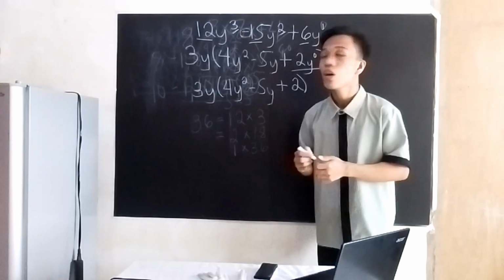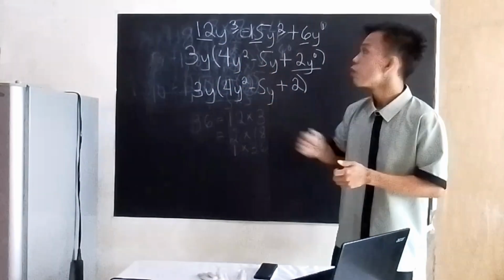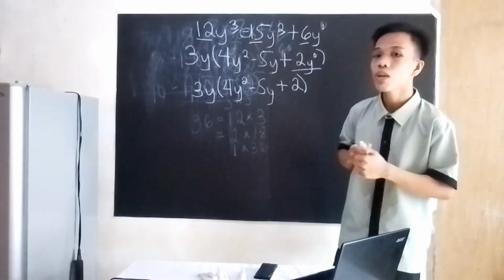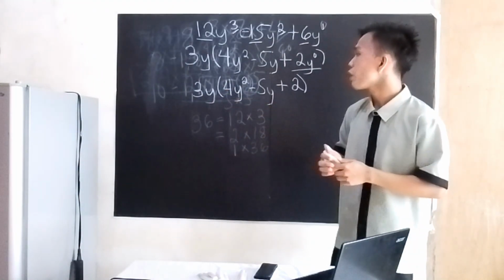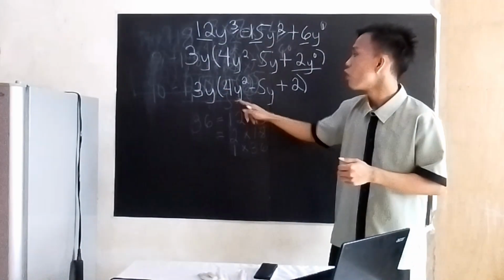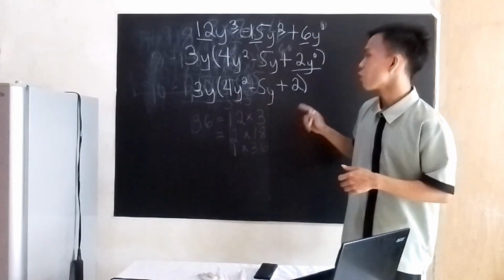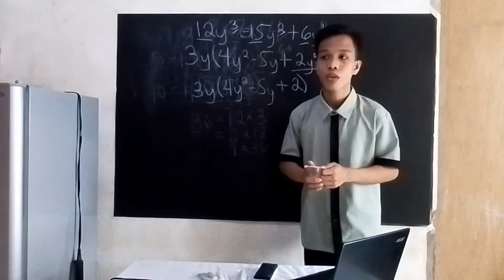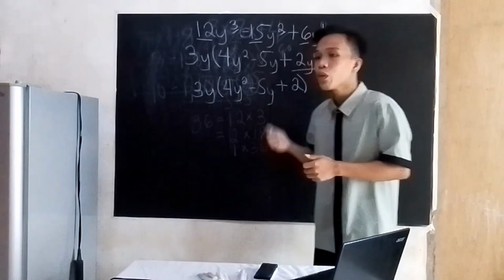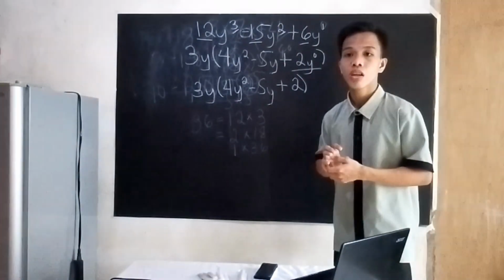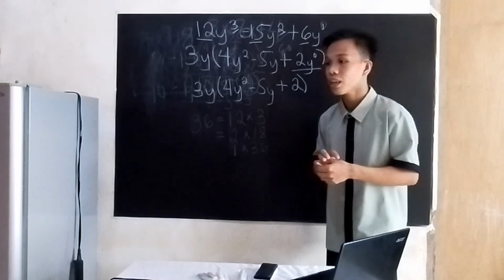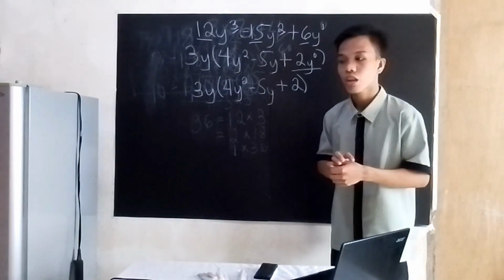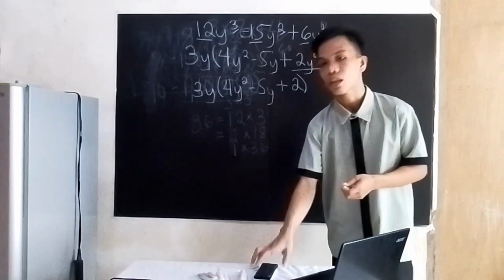So the factor of 12y cubed minus 15y squared plus 6y is 3y multiplied by the quantity of 4y squared minus 5y plus 2. So, are we clear with this example? Shall we move on to another example? Okay.